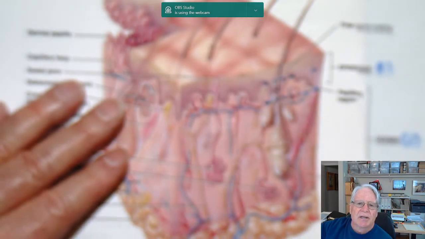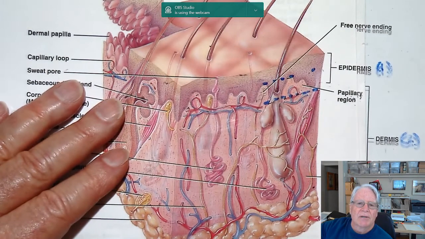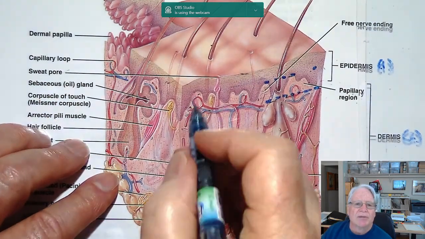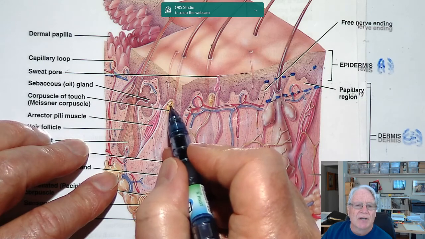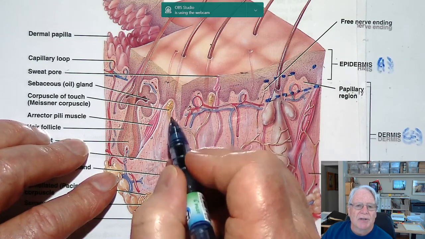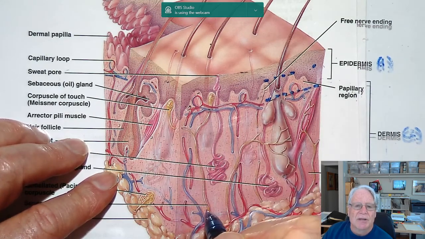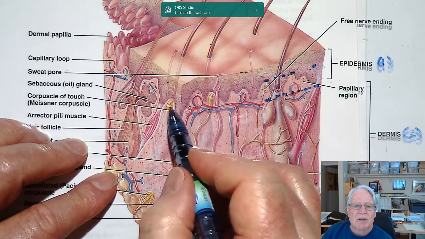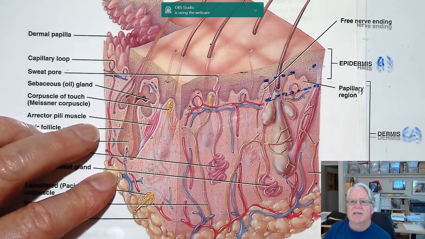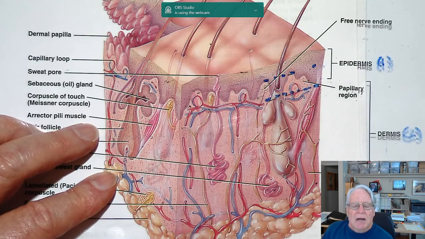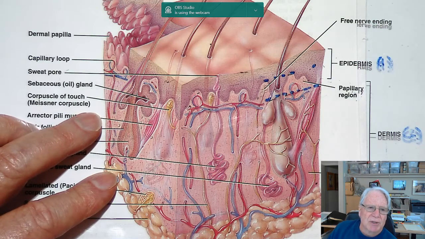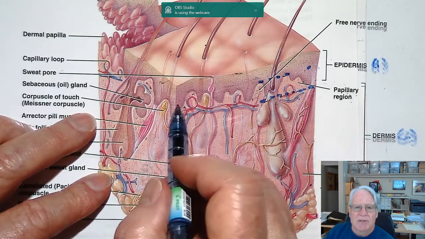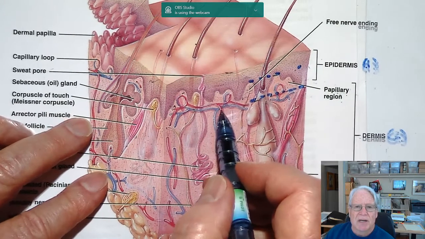And here we go. All right. So here's my corpuscles of touch. And they're sitting inside that little indentation there, that little nipple-like structure. And, of course, they're connected to the nervous system. And we can see them here. Again, this is not the same as the Merkel cells. So that's just another sensory modality that is built into the skin. So we have two areas where we're sensitive to touch.